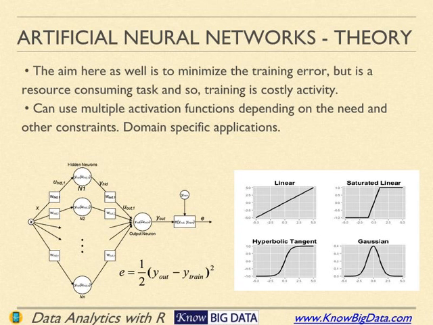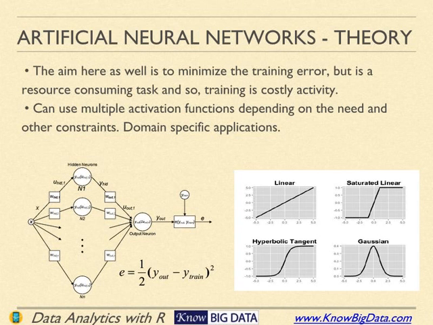This means a trained neural net can be used on low-end devices as well to predict. But learning is a costly exercise because it has to compute W1, W2, and there are thousands of such variables which it needs to compute. So it can do any kind of prediction. You can use multiple activation functions depending on the need and other constraints, such as domain-specific applications.